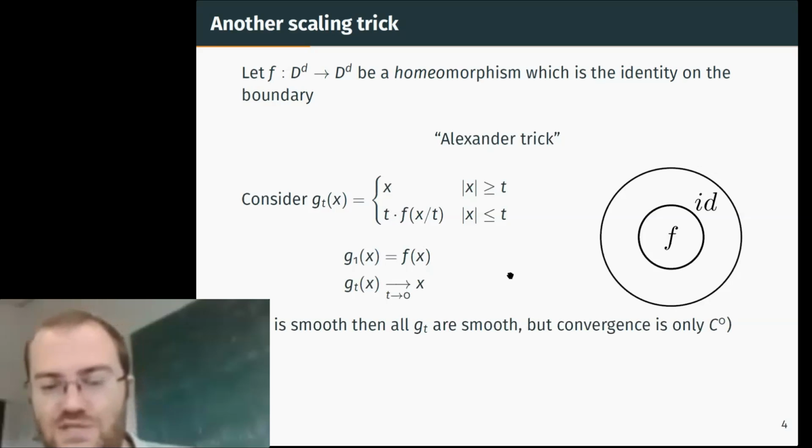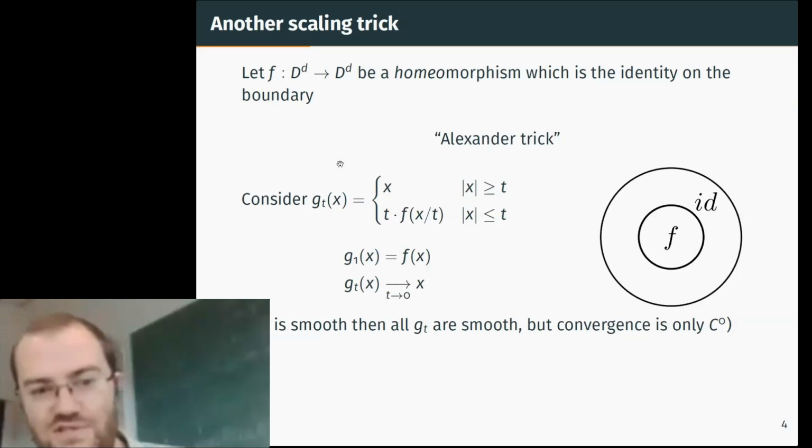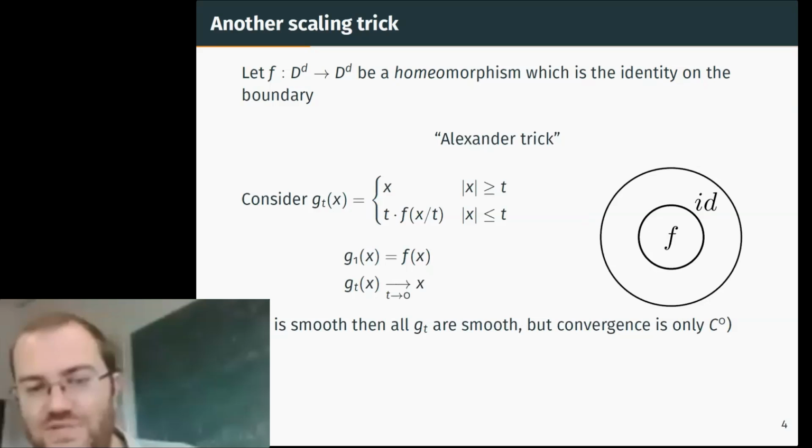Now this is a bit dubious if you're thinking about the original map as being smooth. Of course, all of these functions are smooth for all t, but the convergence is not smooth. The convergence is only C0. So it's only pointwise convergence. So this is really something about homeomorphisms, not about diffeomorphisms.